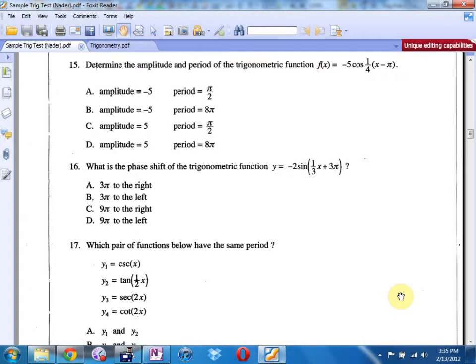The little alarm bell goes off. You know where it goes off? Right here. Is that one-third factored out of the x? 3 pi is wrong. I'd cross out a and b right now. In fact, I cross out a and b, and then I would say, when I factor it out, will this become negative or positive? Positive, so it's got to be to the left. I'd circle d, and I wouldn't even do the math. Can we start learning to write tests that way a little bit?